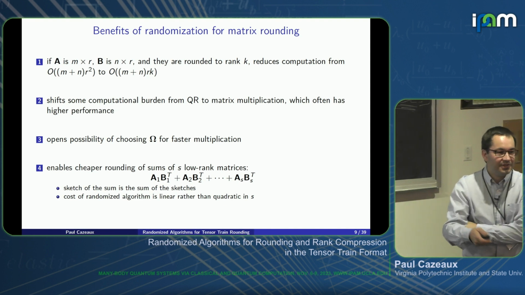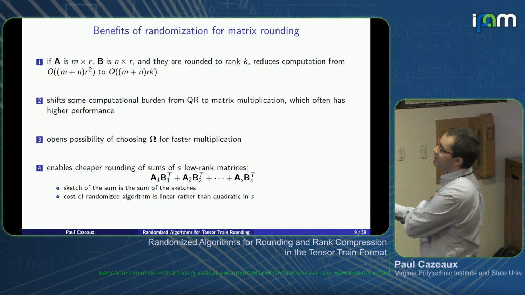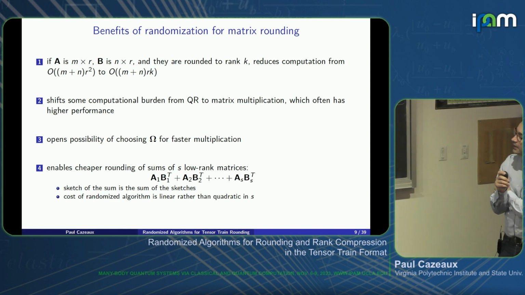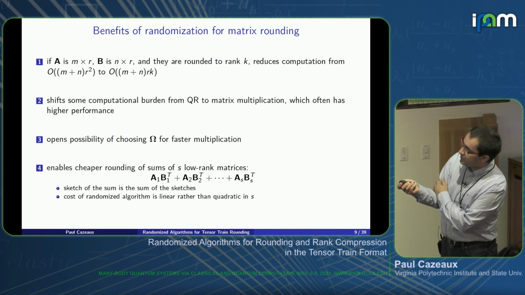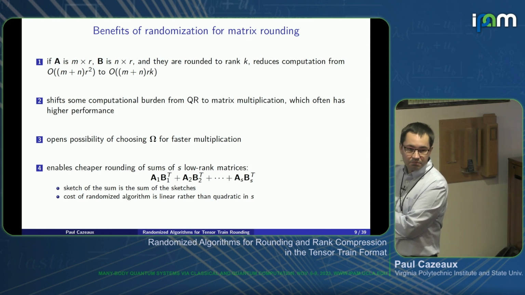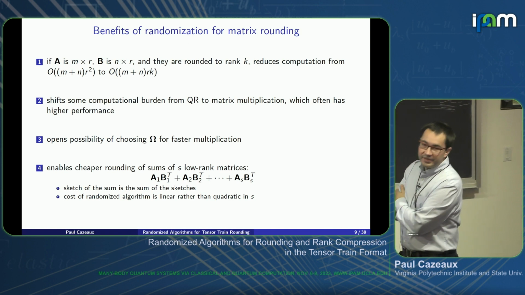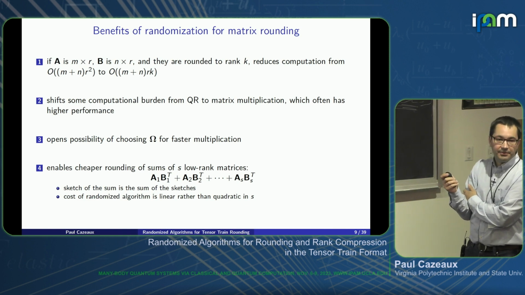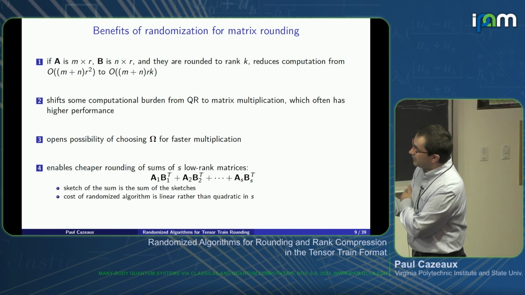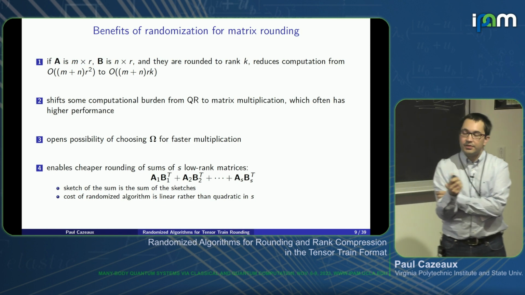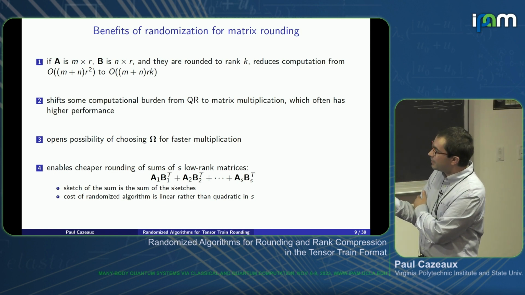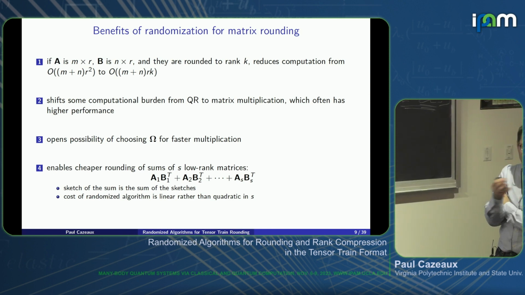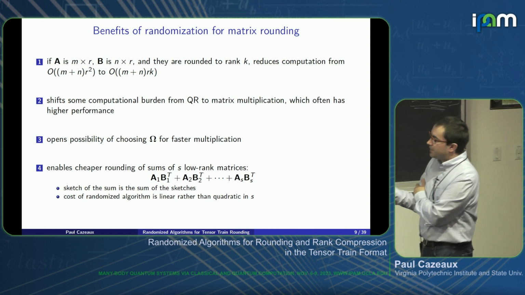So here is the accounting of the benefits of randomization for this matrix rounding. If A is m by R, B is n by R, and we are rounding to rank K, essentially the benefit is to go from a cost which is (m plus n), unavoidable, times R squared, to R times K. So we still have a factor R in there, because we have to do some matrix multiplication that involves R, but we are gaining from R to K, and if K is much smaller, that's a significant gain. The other benefit is to shift the computational burden from the QR factorization to a simple matrix multiplication, which works better.